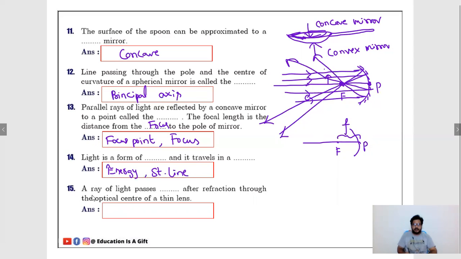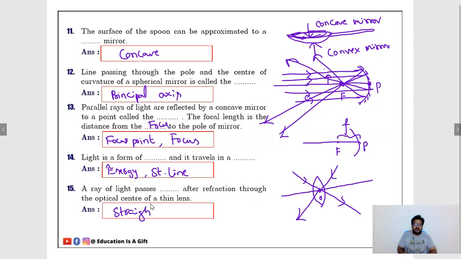Simple question. 15th, a light ray or a ray of light passes dash after refraction through the optic center of a thin lens. So if you take lens, for example, you take convex lens, this is optic center, and if you pass a light ray, and if a light ray is passing through optic center, what will happen means, without any refraction, without any deviation, that light ray passes in straight line, whatever it may be the direction. If you pass like this, definitely passes like this. If you pass a light ray like this, definitely it passes like this, right? So here a ray of light passes straight.